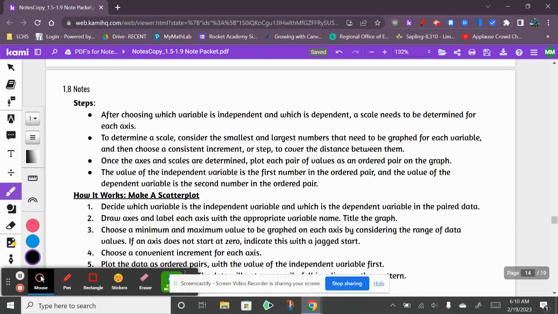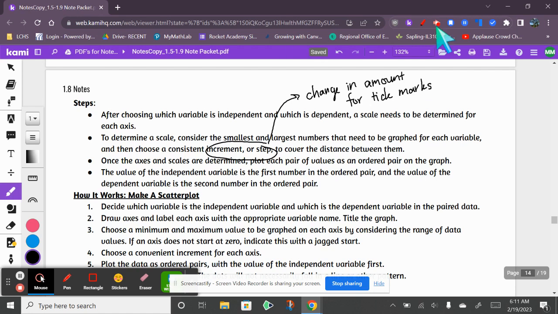So here are some steps that you'll use. After choosing which variable is independent and which is dependent, a scale needs to be determined for each axis. To determine the scale, consider the smallest and largest numbers that you would need to graph for each variable, and then choose a consistent increment or step. So the increment or step is the change in amount for the tick marks. And I'll explain this a little bit more.